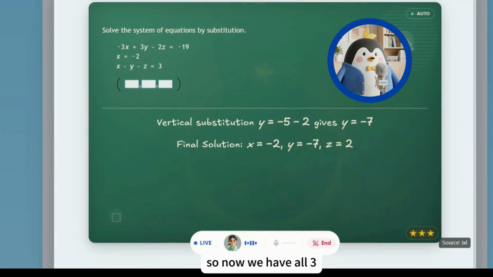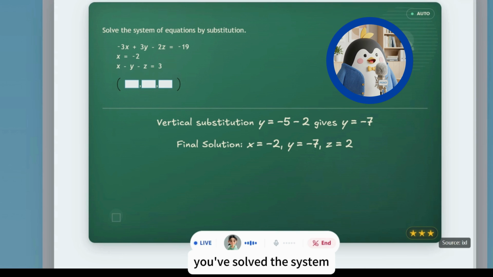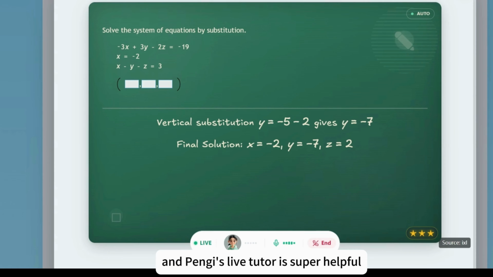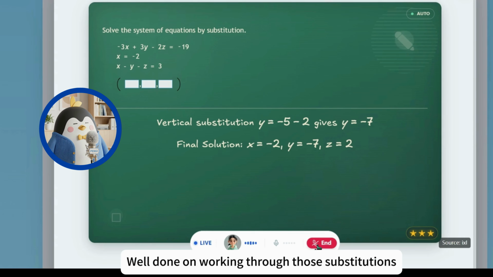So now we have all three, x, y, and z. You've solved the system. How does that feel? It feels amazing. Today was really fun, and Pengi's Live Tutor is super helpful. Well done on working through those substitutions.